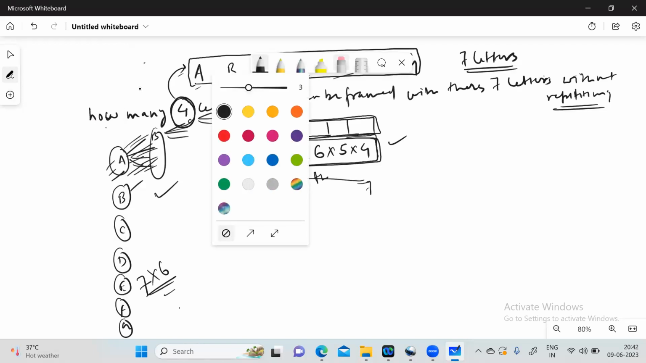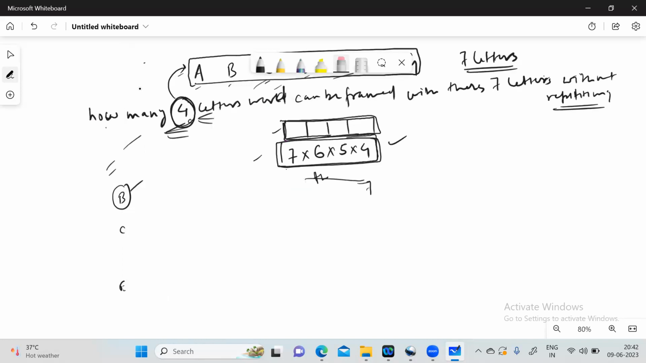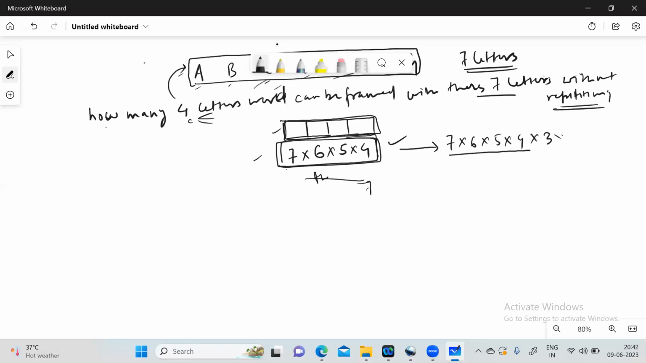So now this is clear to everyone: how we are getting the number of 4-letter words from these 7 letters. And what I'll do here, I'll make a little change in this answer. I'll complete this multiplication series. This was my answer, but I'll complete this multiplication series by multiplying 3 into 2 into 1 here. And I don't want to change the answer, so I'll also divide by the same number, 3 into 2 into 1. So now it will be 7 factorial divided by 3 factorial.